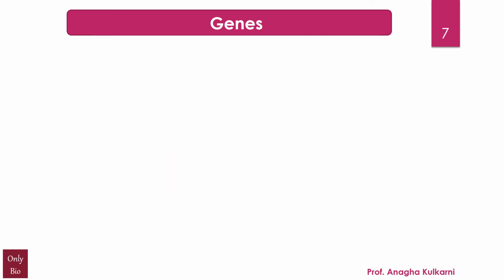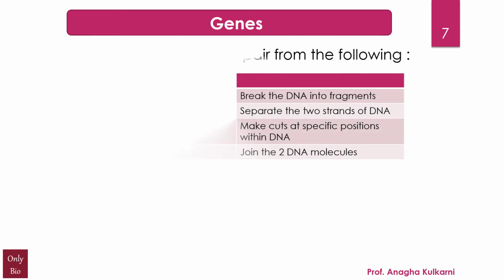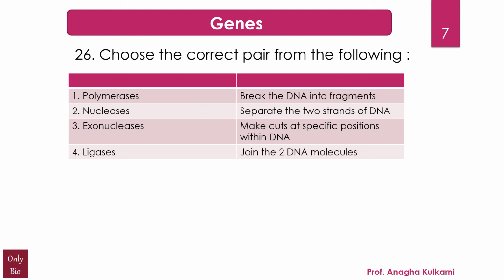The next question relates with the chapter genes. It's a match the following again, wherein 1, 2, 3, 4 are polymerase, nucleases, exonucleases and ligases. On the other side, we have break the DNA into fragments, separate the two strands of DNA, make cuts at specific positions within DNA and join the two DNA molecules as the options on matches there. And the correct answer here is D, 1, ligases joins the two DNA molecules.